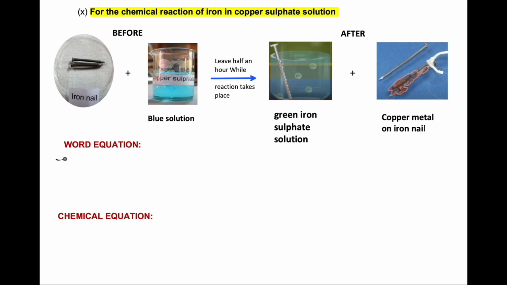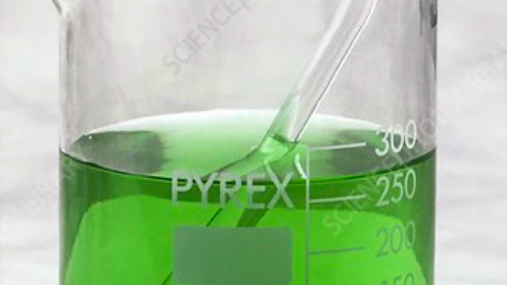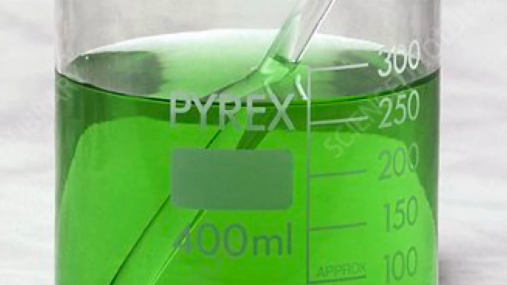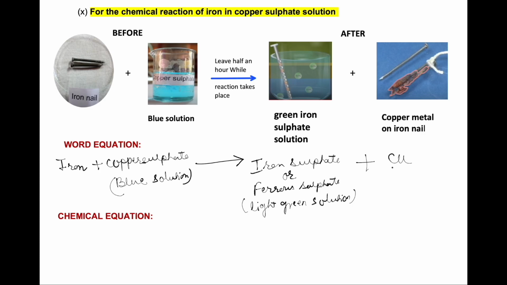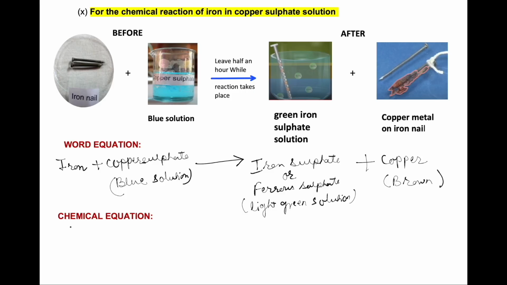So here, iron on reacting with copper sulfate solution, blue in color, forms iron sulfate or ferrous sulfate, which is light green in color, and copper separates, which gets deposited over the iron nail. This copper, as you can see, is a brown deposit. Now let us write the chemical equation for the word equation.